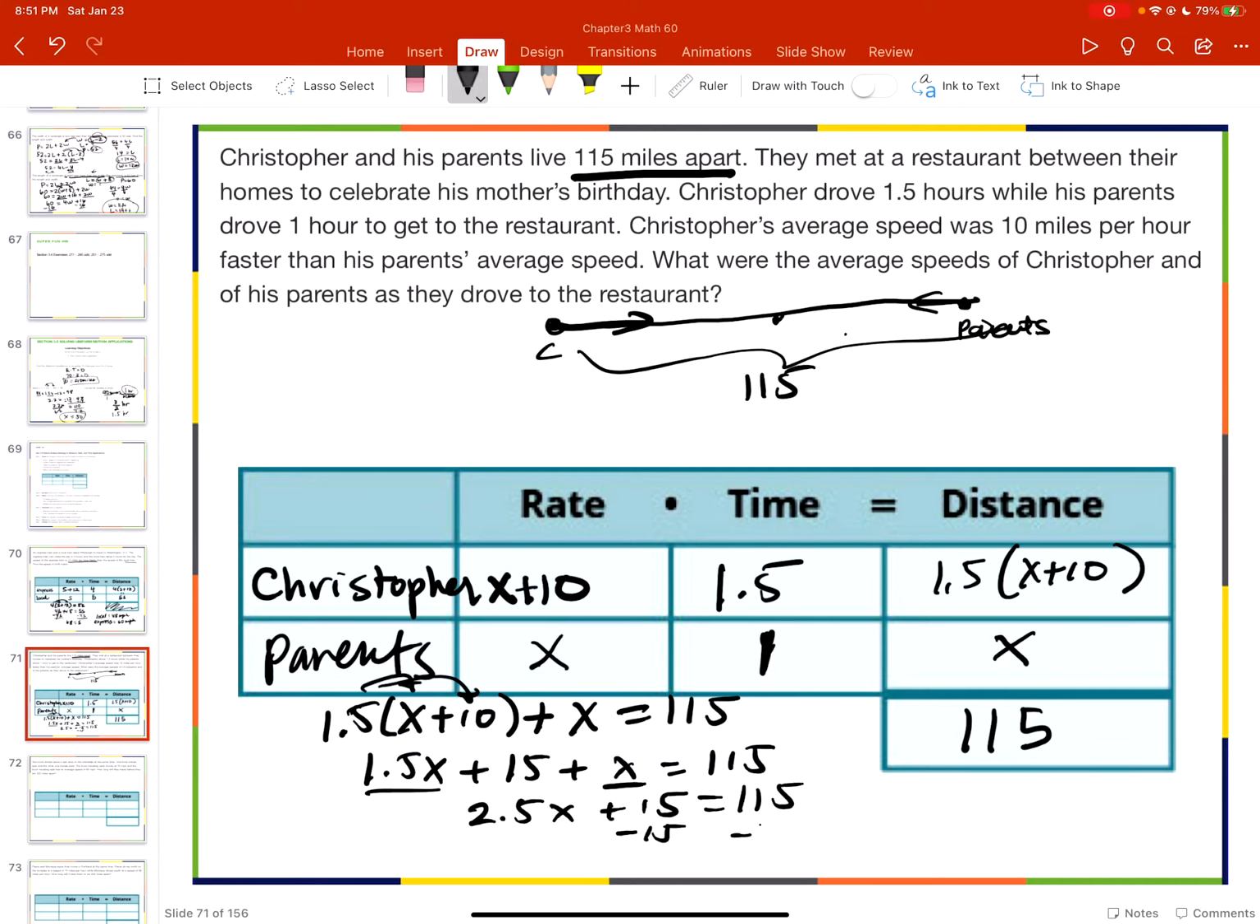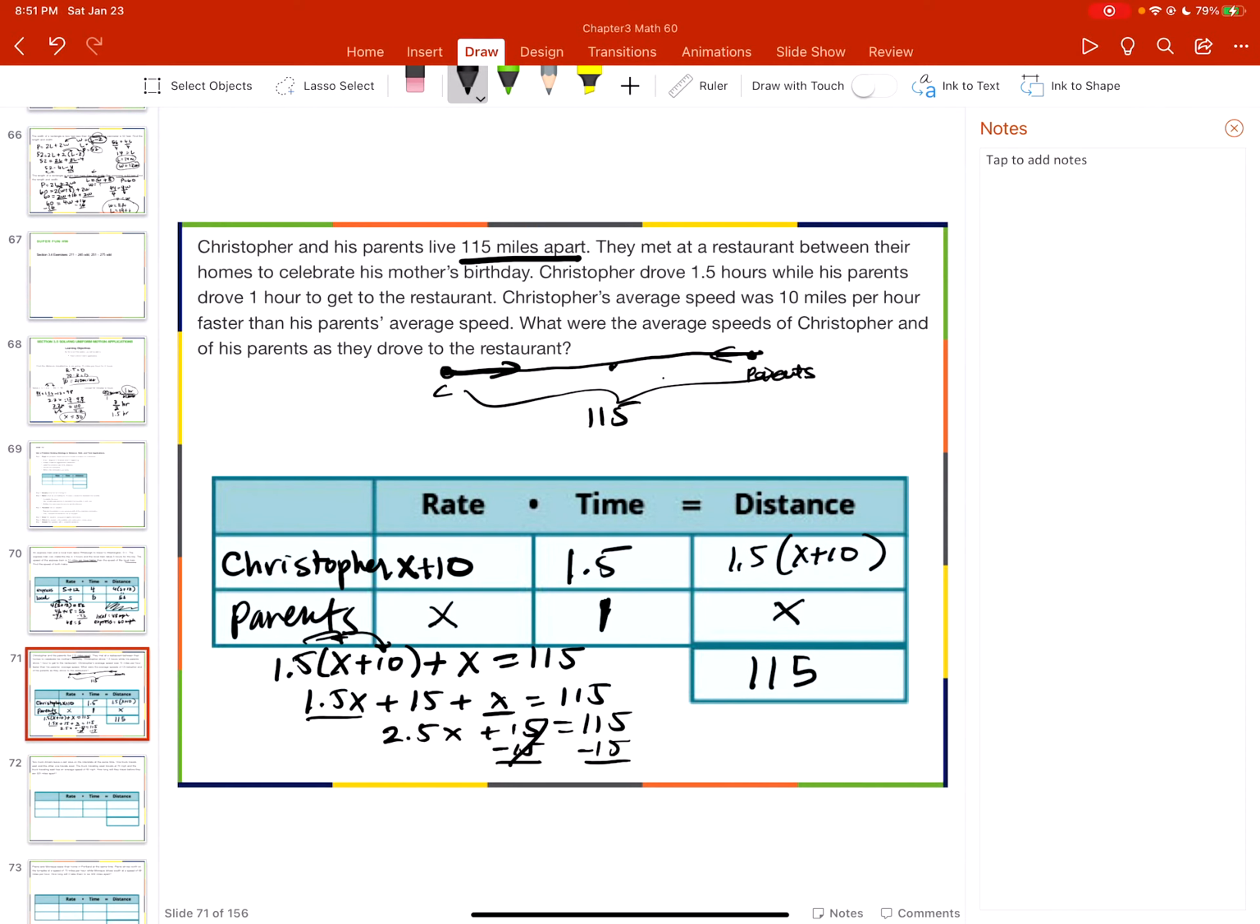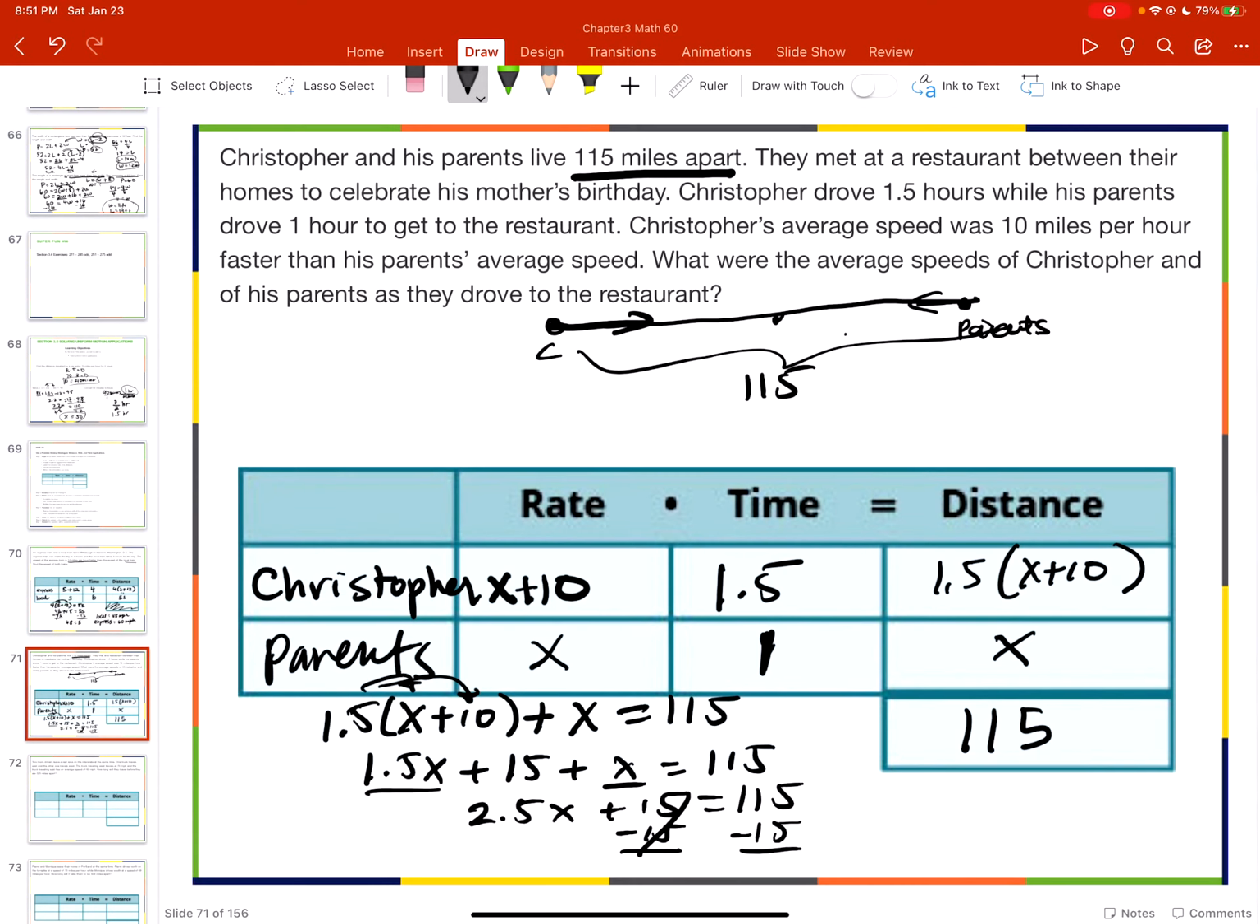Let's subtract 15 from both sides. We get 2.5x is equal to 100. So then 100 divided by 2.5 is equal to 40.